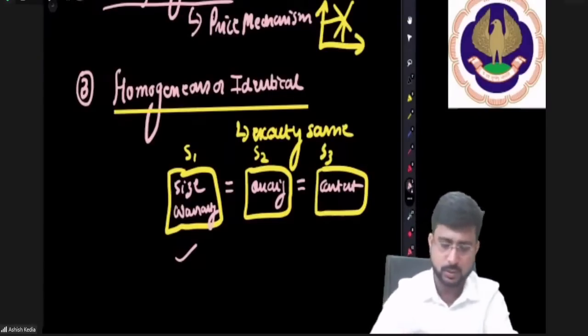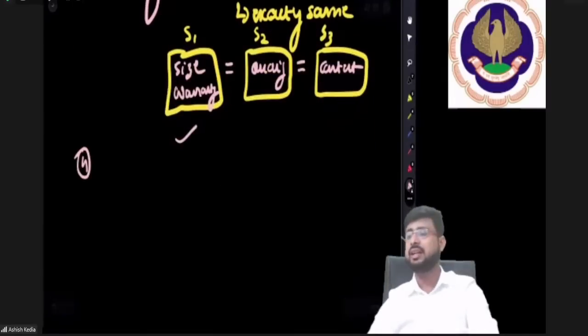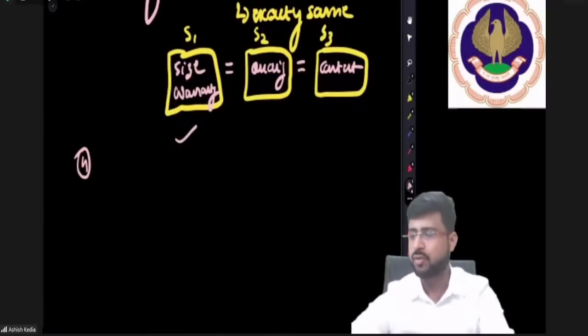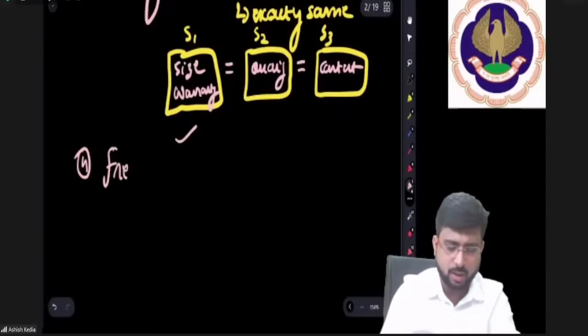Number 4: freedom of entry and exit. My dear friends, it's a market characterized by freedom of entry and exit. What does it mean, sir? Freedom of entry and exit.